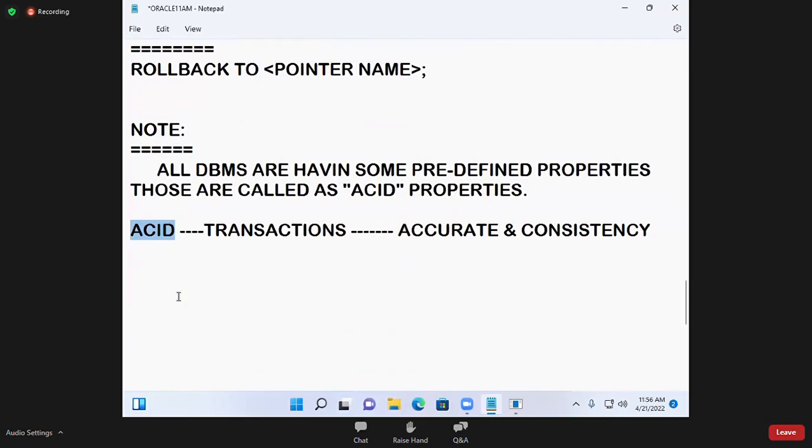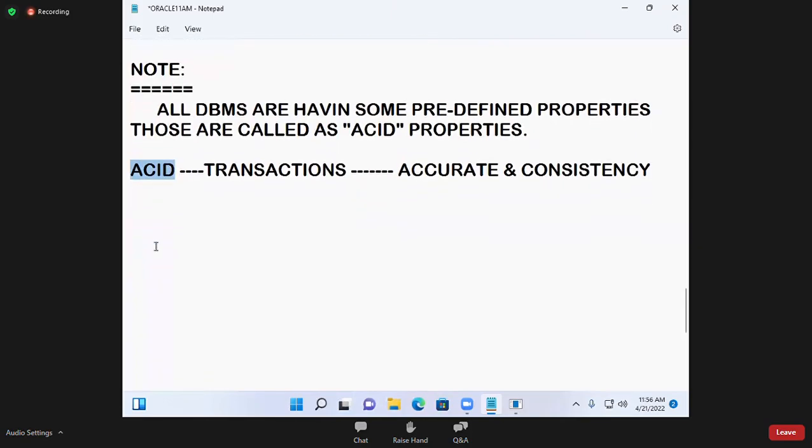But how, sir? What is ACID? What is the stand of A? What is the stand of C? What is the stand of I? And what is the stand of D? So let me explain to you one property at a time, with some examples. Observe.